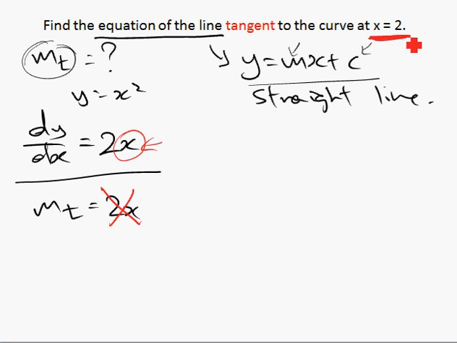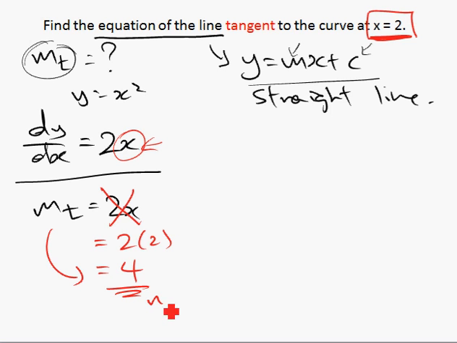See, they give you x equals 2. Sub x equals 2 inside here. So what is mt equal to? mt equals 2 times 2, which equals 4. This is your mt. Notice that your mt is a number. There is no x. Okay, it's just a number. Next step. What do we do from here?